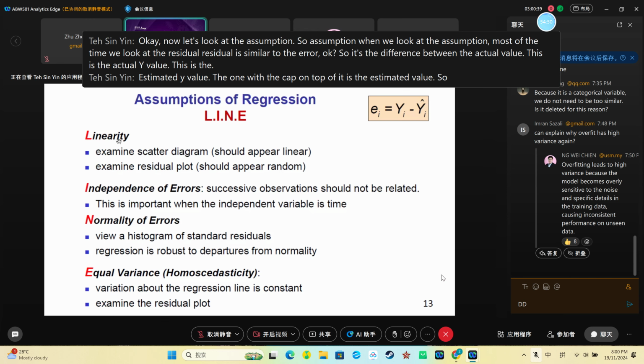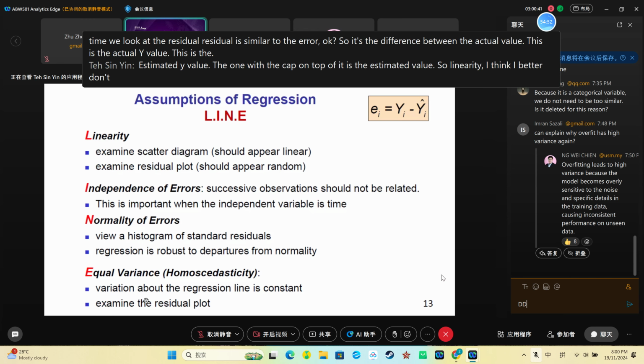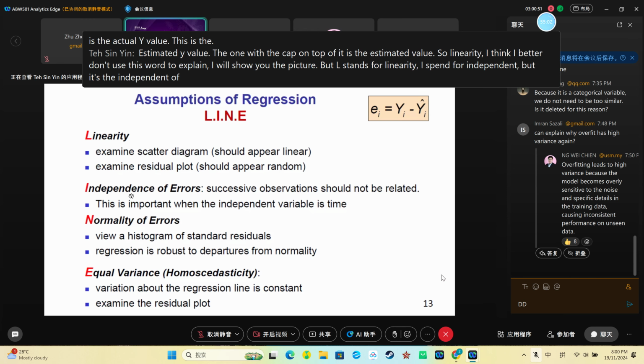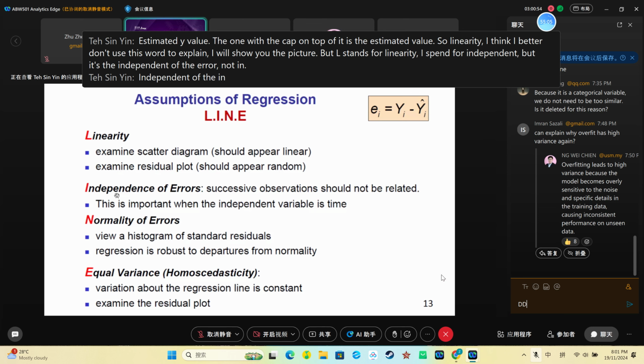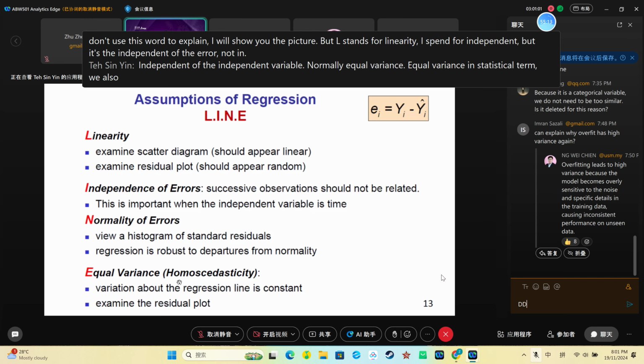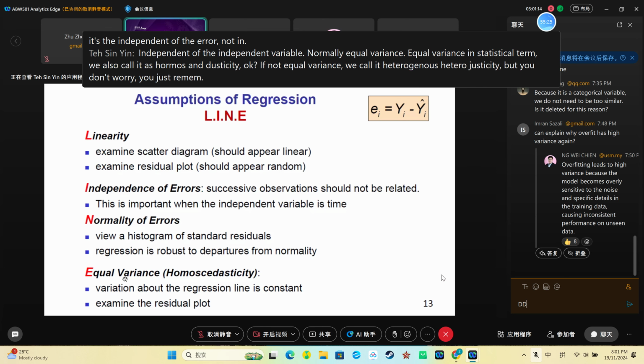So linearity, I think I better not use this word to explain. I will show you the picture. But L stands for linearity. I stands for independent, but it's the independence of the error, not independence of the independent variable. N is normality, E is equal variance. Equal variance in statistical terms, we also call it homoscedasticity. If not equal variance, we call it heteroscedasticity. But don't worry, you just remember equal variance and not equal variance.